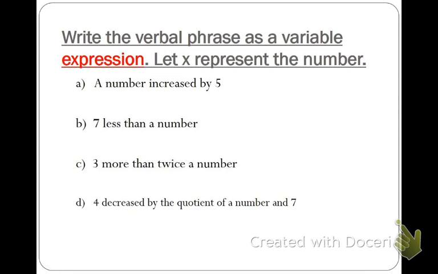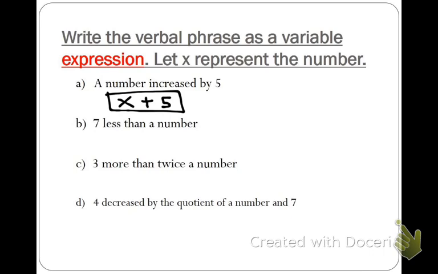Does anybody know increased by? What operation will I do for increased by? Addition. Add. So put a plus. And we're increasing it by how much? By 5. So that is your expression, x plus 5. All we're doing is reading it from left to right and figuring out what the expression is. Let's go on to the next one.